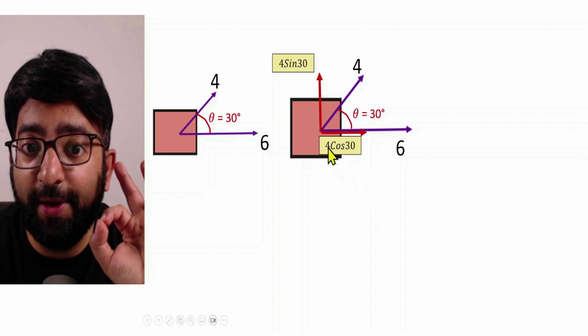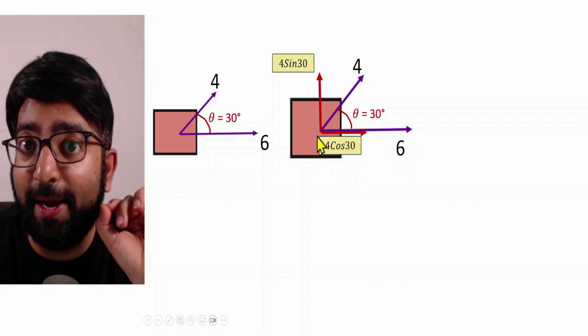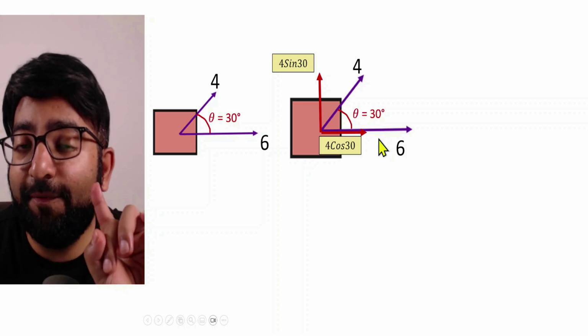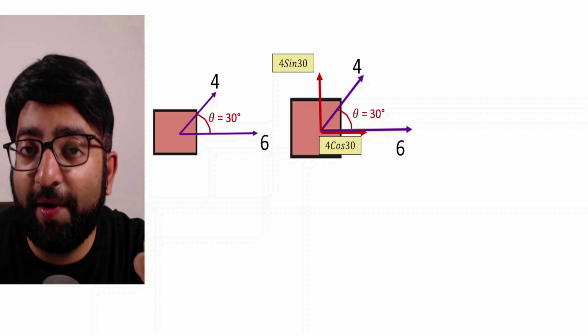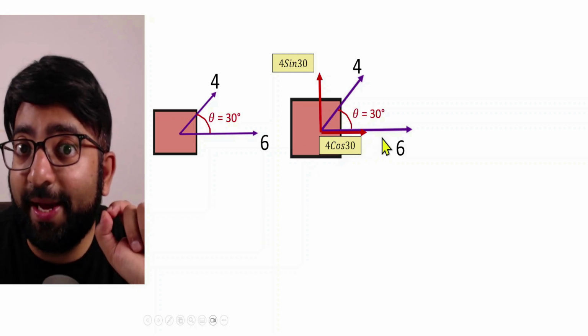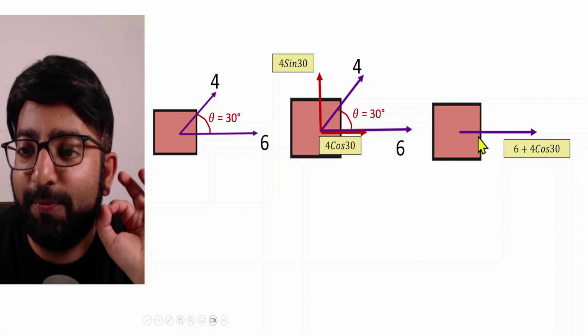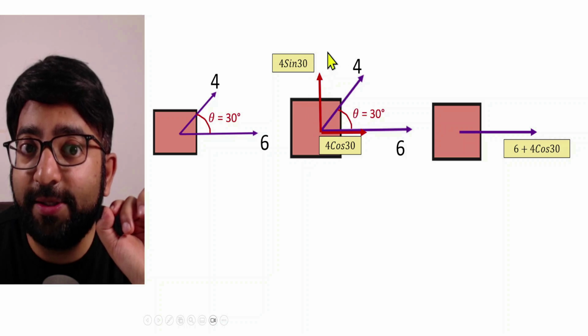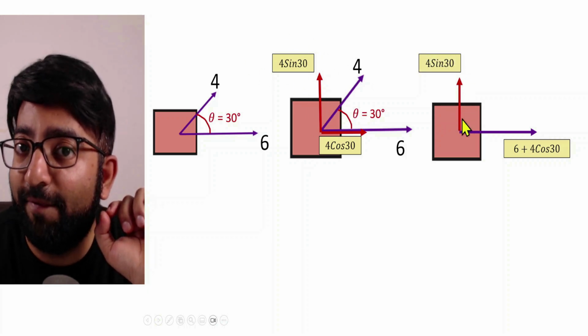Now observe carefully, this 4 cos 30 and the 6 Newton force, they are acting in the same direction. So the angle is 0. If you recall, whenever the angle between the vectors is 0, we add the two vectors. So the total force acting on this object along the x-axis will be 6 plus 4 cos 30. We have done just basic addition. But on the y-axis, we only have one force. So 4 sine 30 is the force acting along the y-axis.